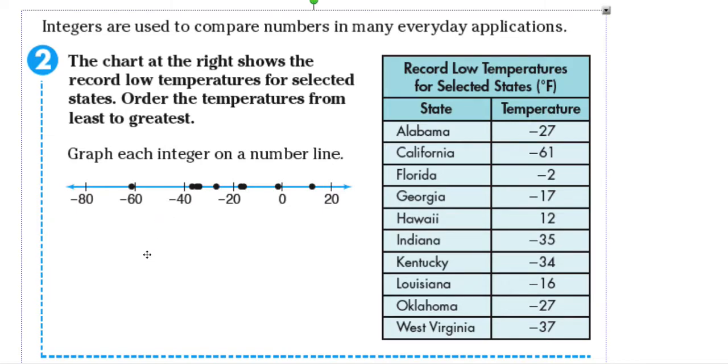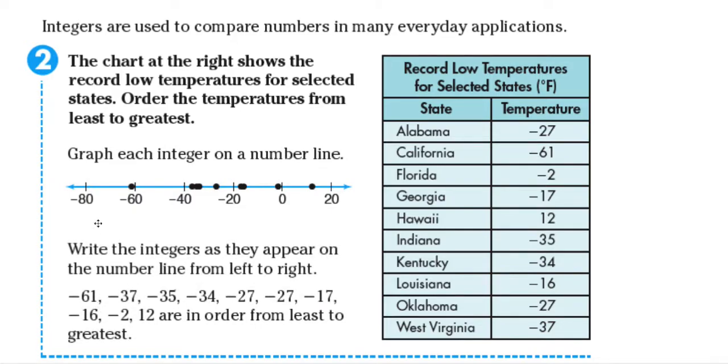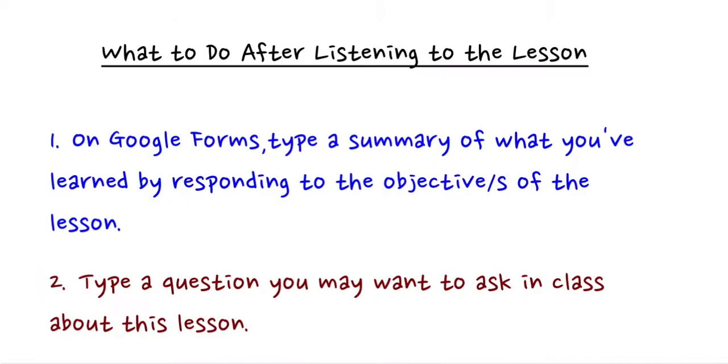Basically, negative 61 will be on the leftmost part of our number line, and 12 would be on the rightmost part of our number line. And that's it.